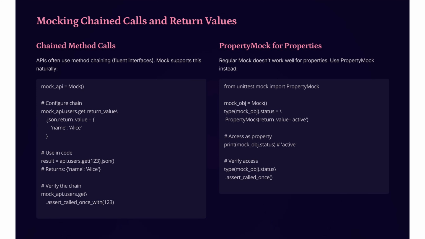Mocking chained calls allows you to simulate complex API interactions. Configure return values for each method in the chain, like setting mock_api.users.get.return_value.json.return_value to return specific data. Verify calls with assert_called_once_with. For properties, use PropertyMock to handle property access and verification, ensuring accurate testing of fluent interfaces.